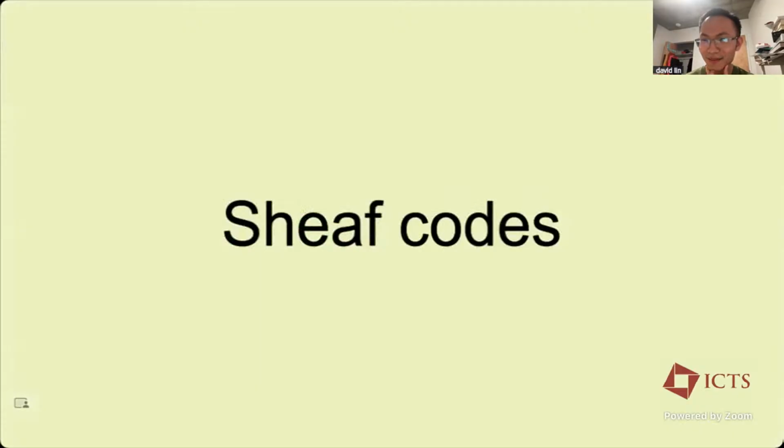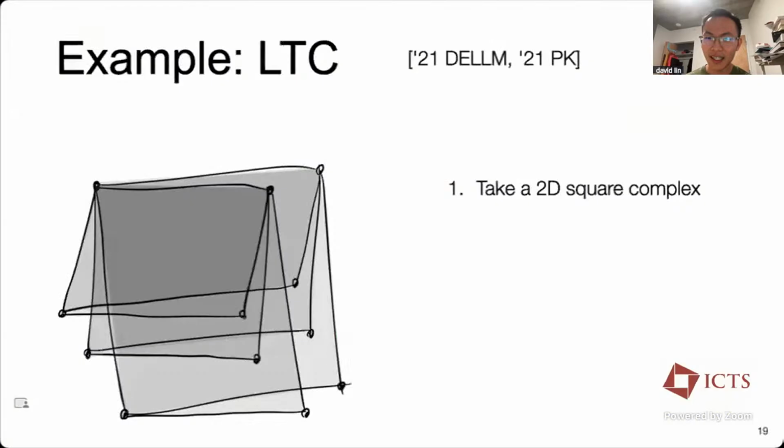That's the time to move on to the sheaf codes. As I said, I won't give you a very formal definition. I will just describe some examples, and we'll start with the example of locally testable codes. I'll describe the construction in these 2 papers. What you do is you first take a 2D square complex. What's a 2D square complex? These are essentially a bunch of 2D squares glued along the edges, kind of similar to a simplicial complex, except that now we are using squares.